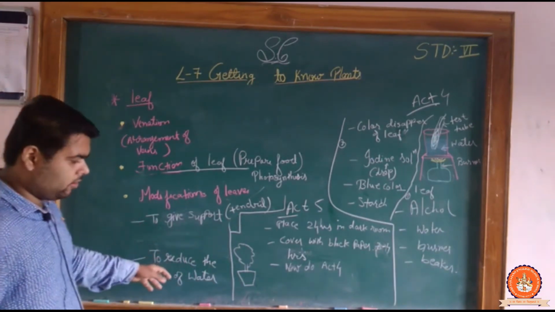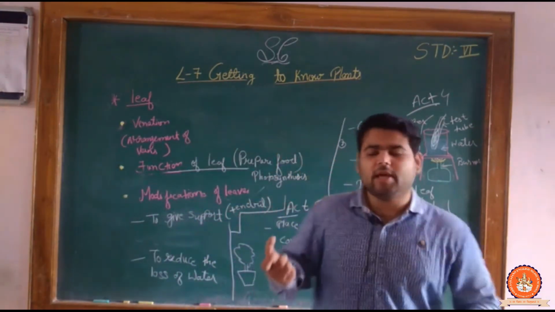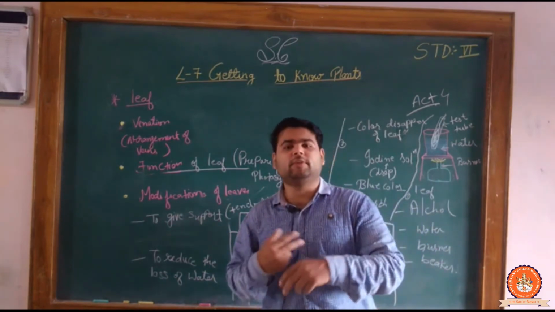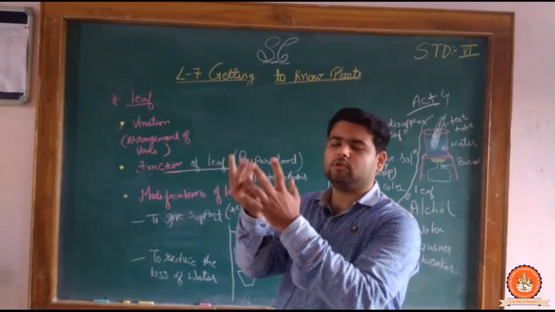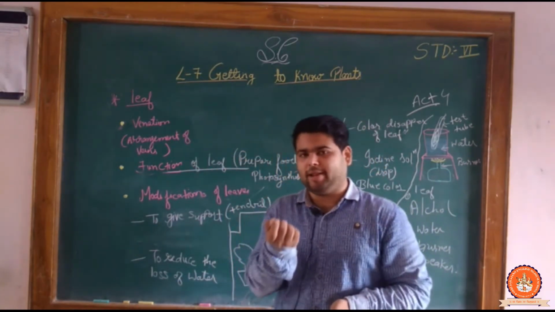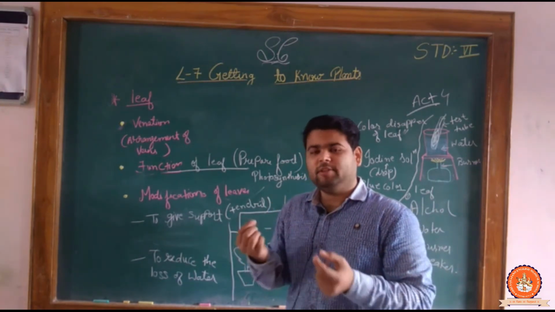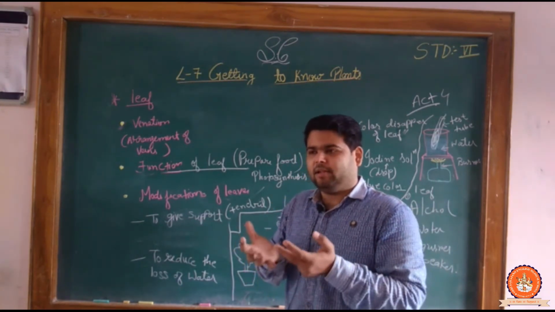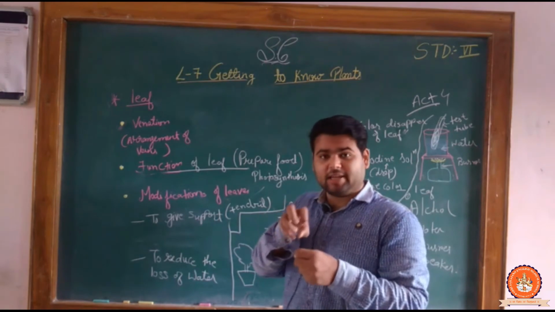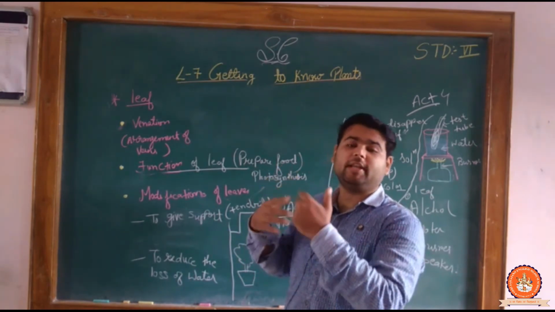Now the plant also reduces its water loss because of transpiration. There is a loss of water. So with the spine, the thorny trees, with the use of that spine, the grazing animals which eat that grass avoid eating that grass.